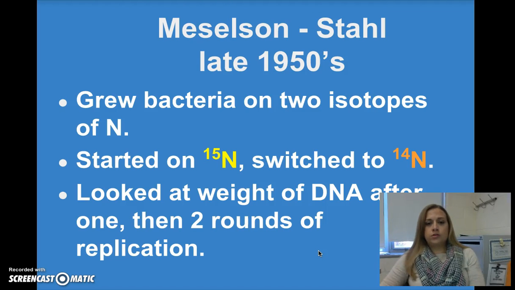So we needed to test this. We have Meselson and Stahl in the late 1950s. They grew bacteria on 2 different isotopes of nitrogen. They started growing it on nitrogen 15 and then switched over to nitrogen 14. The 15 and 14 are the different isotopes of nitrogen, so they have different weights. And so what they were able to do is look at the weight of DNA after 1, but then also after 2 rounds of replication.